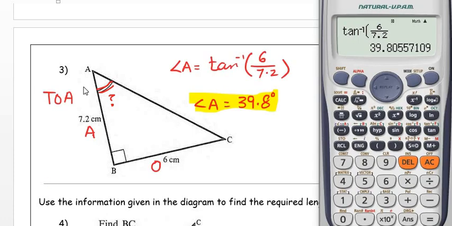Here is the answer for this question. This side is opposite and this side is adjacent, so it's in the ratio tangent, so you can write the word for you, TOA, and tangent inverse opposite 6 over adjacent, that is 7.2. Write it in the calculator and it will give you the answer 39.8 degrees. Let's solve the next question.